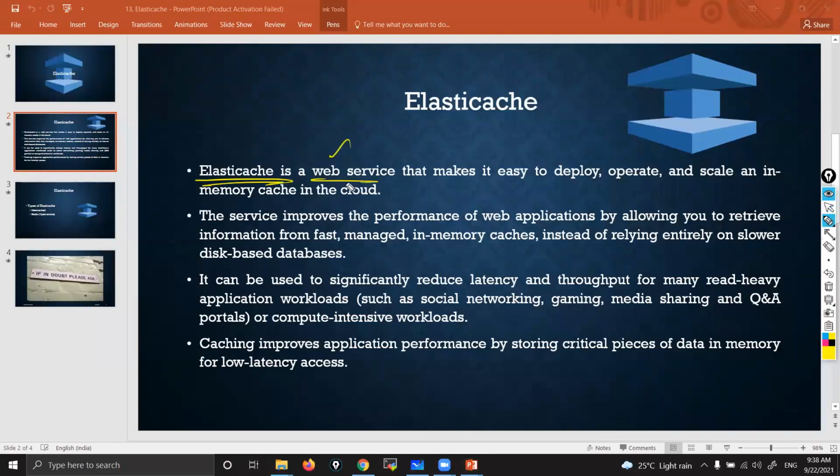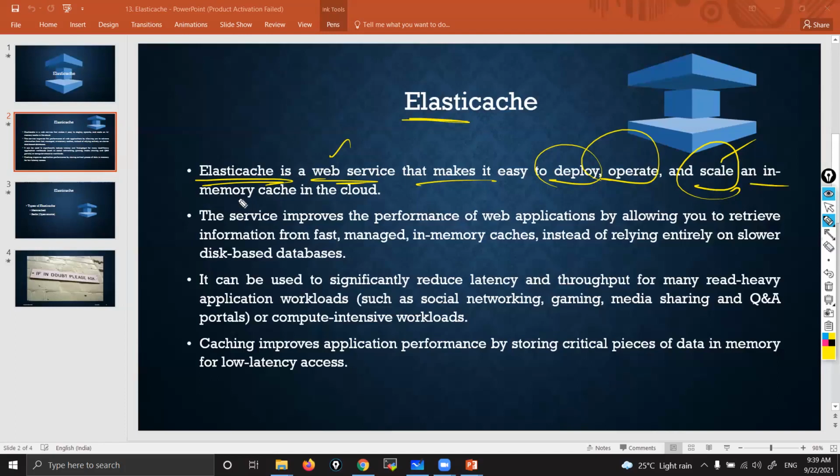Elasticache is a web service, one of the Amazon Web Services, that makes it easy to deploy, operate, and scale. Deployment: we can deploy a product like iPhone 12 in Elasticache. We can keep that product in Elasticache. That is what we call deploy. Operate means customers are accessing that product. That's operation. Scale means you can put any amount of data because it is elastic in nature.